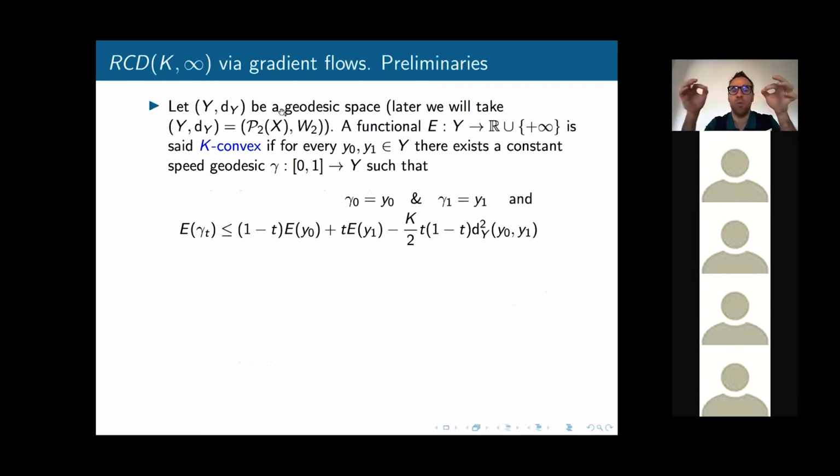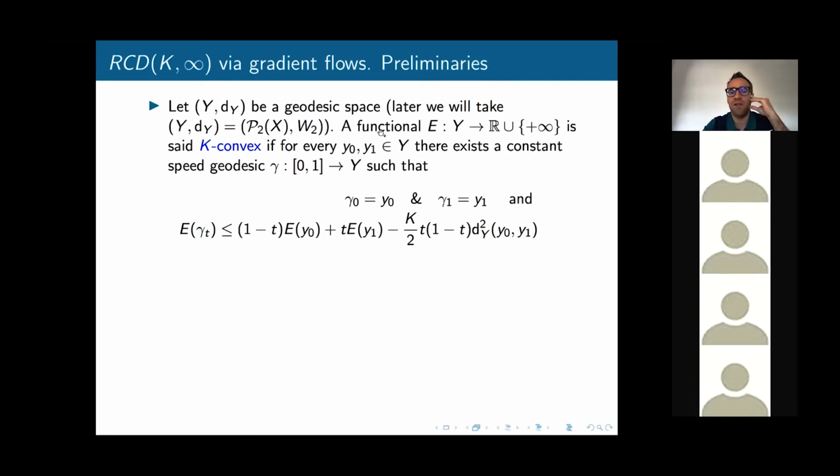Geodesic means that any 2 points can be joined by a length-minimizing geodesic. And later we're going to take as Y the space of probability measures over a space X endowed with the W2 Wasserstein distance. But for the moment, it is just a metric space. It is just a geodesic metric space.